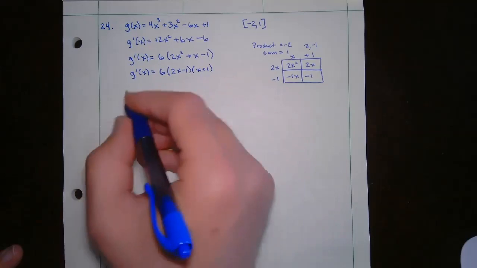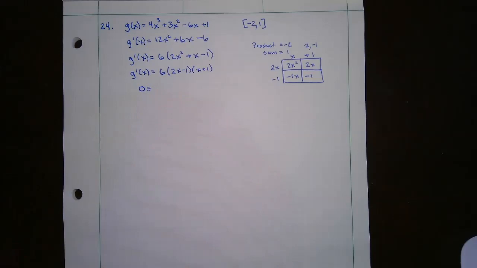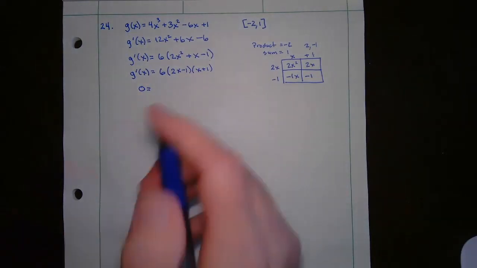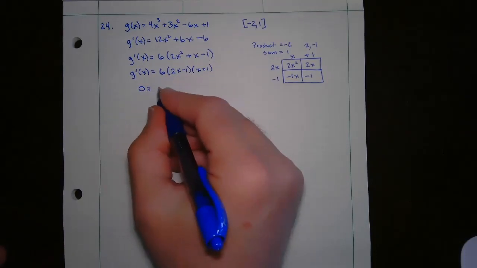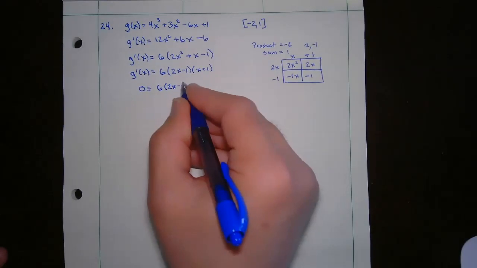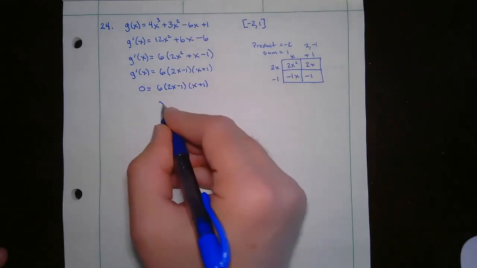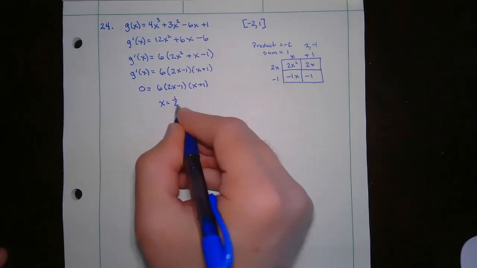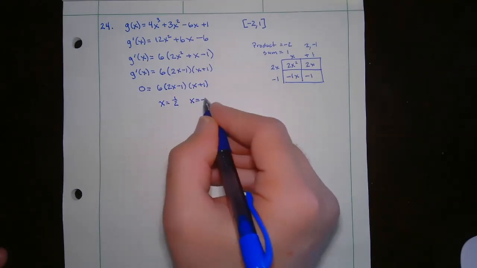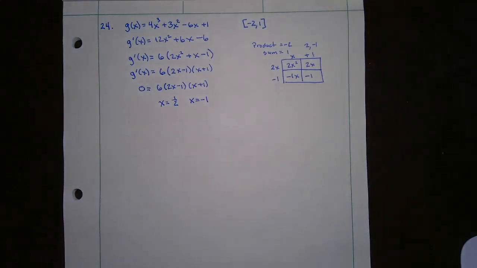Okay, now we're going to set that equal to 0 and find the critical values, right? So these are going to be horizontal tangents, right? That's what we're finding, the x values at which horizontal tangents happen. So 0 is equal to 6 times 2x minus 1 times x plus 1. Okay, so this would happen when x is equal to 1/2 and also when x is equal to -1.